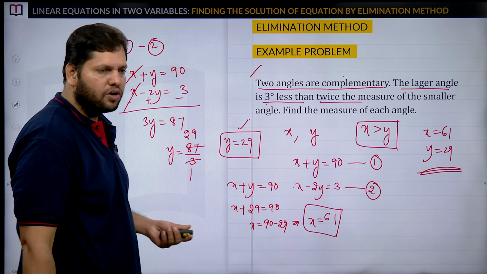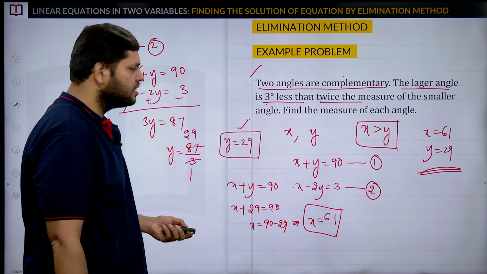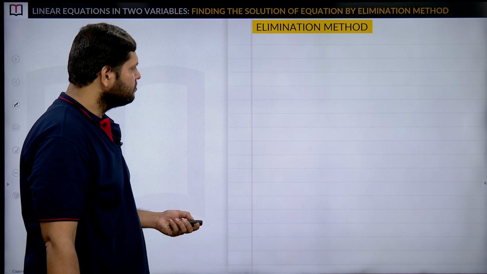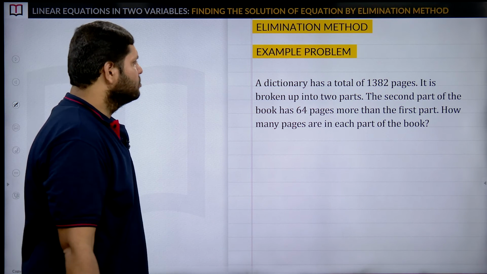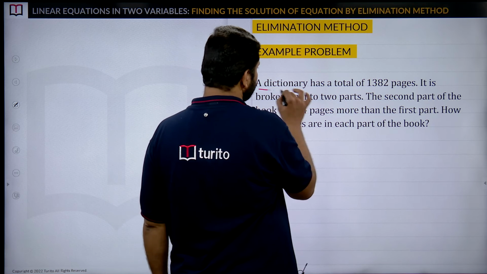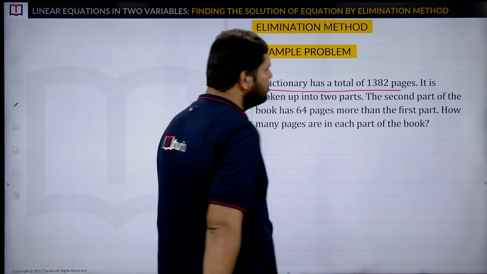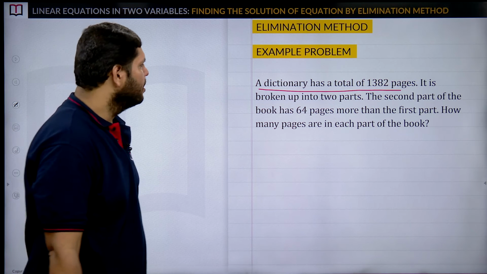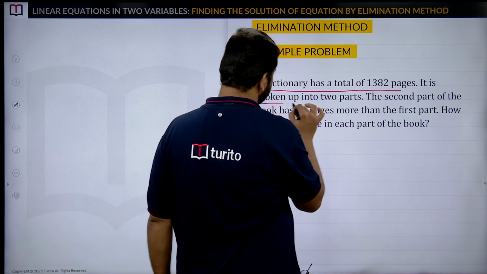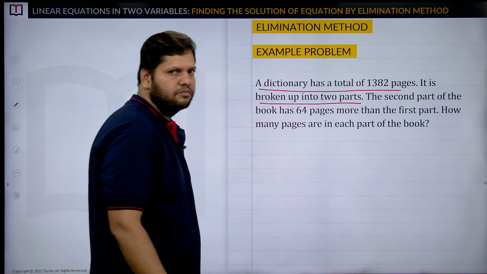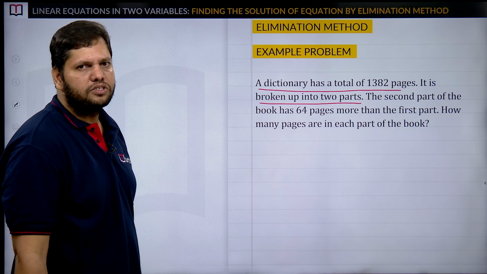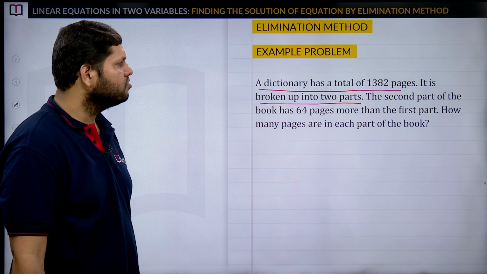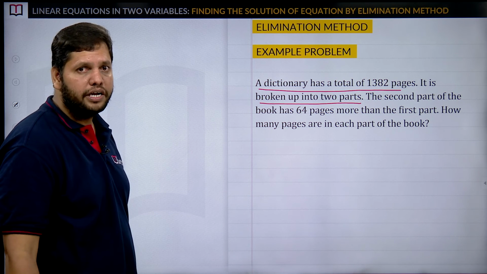Okay, fine, children. Let us go to another question, the same type of question. We can discuss one more. Okay. Children, look at this question. A dictionary has total how many pages, children? 1382 pages. It's broken into two parts. So total pages how many, children? 1382 and broken into two parts.